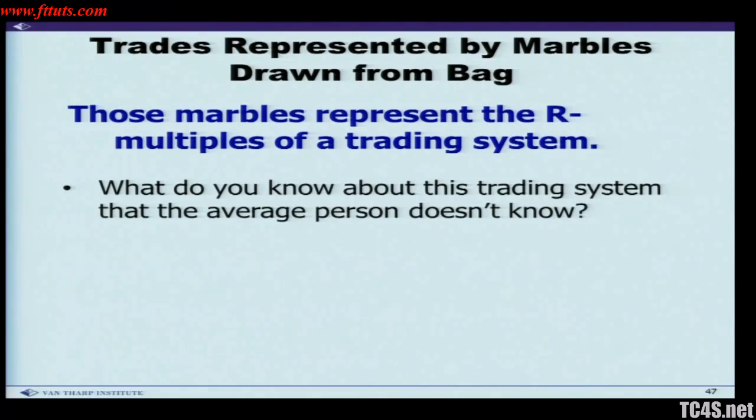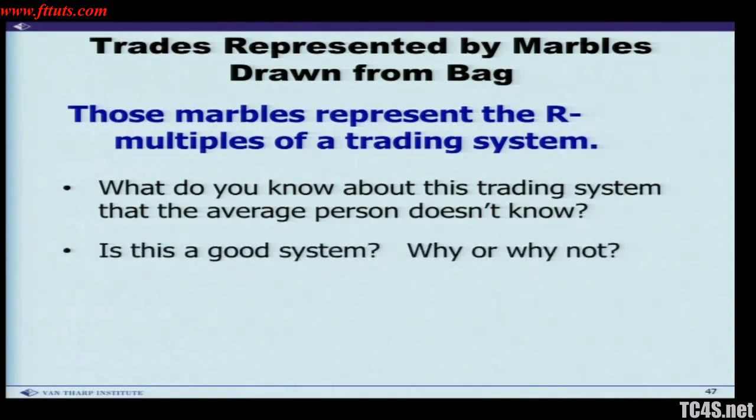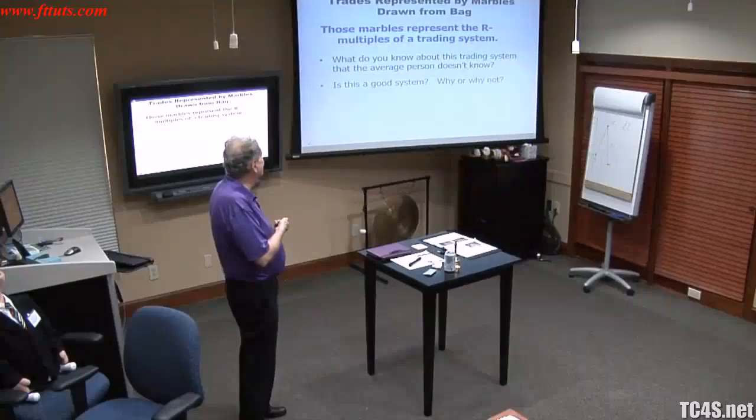So you know you have a 20% chance of a winner, and the winner will be a 10R. And an 80% chance of losing. Most of the time it'll be 1R, but 10% of the time it'll be a 5R. So is it a good system? You can tell me later. It just depends on how you use it.